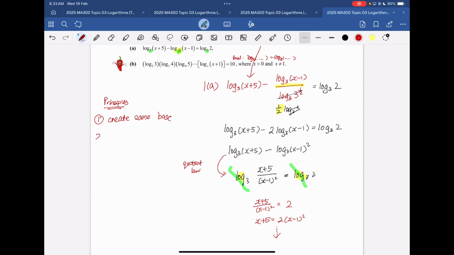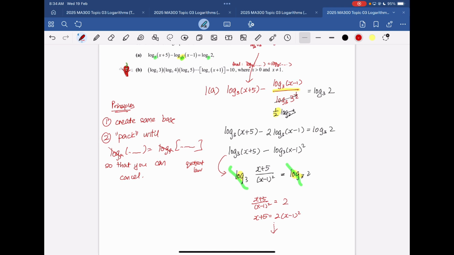Number 2, you try to pack. In this case, you try to pack until you have log A of one function equals log A of another function, so that you can cancel. Okay, that is the idea.